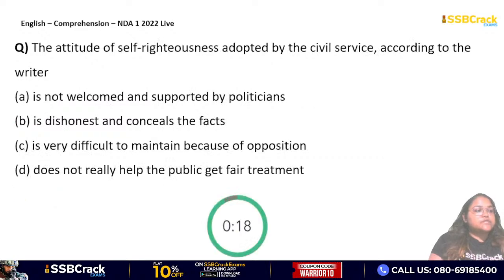The attitude of self-righteousness adopted by the civil service, according to the writer: A, is not welcomed and supported by politicians. B, is dishonest and conceals the facts. C, is very difficult to maintain because of opposition. D, does not really help the public get fair treatment.